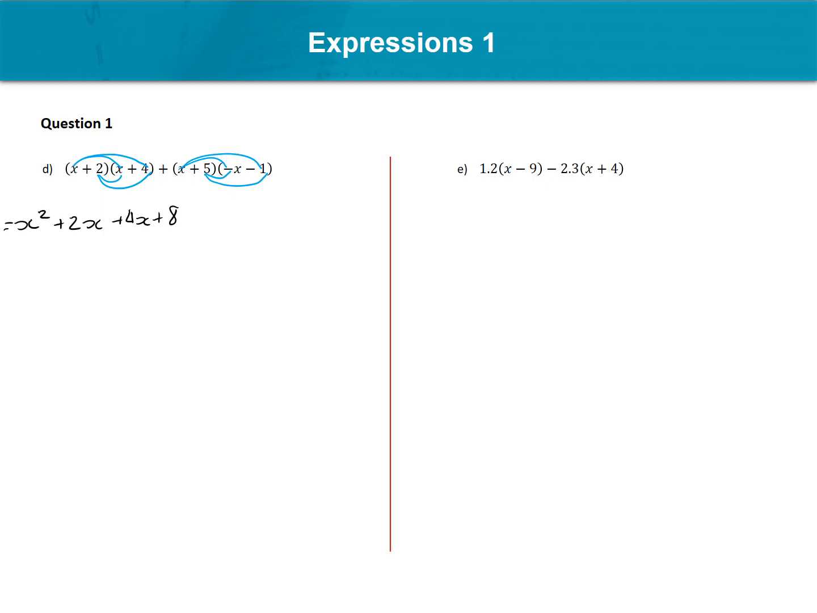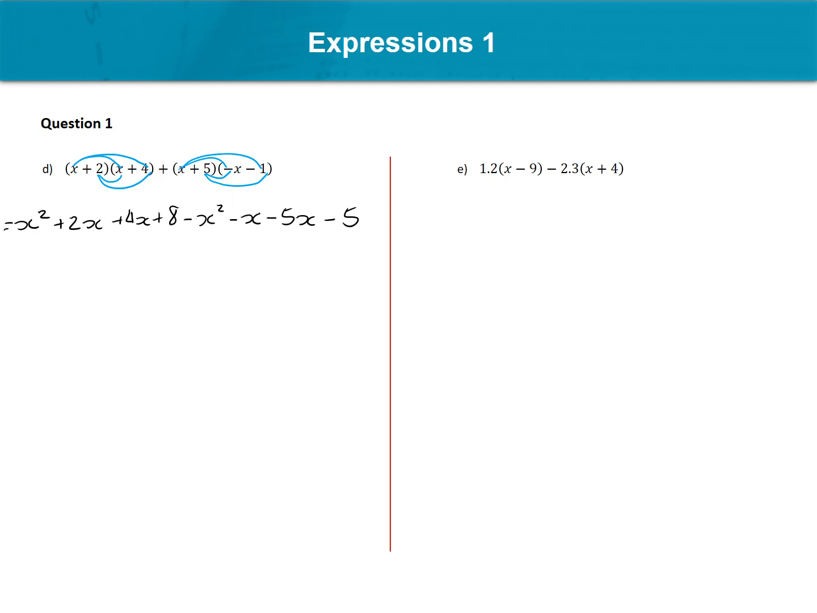So we have x times a negative x gives you negative x squared. x times the negative 1 gives you negative x. 5 times negative x gives you negative 5x. And then 5 times a negative 1 gives you a minus 5.